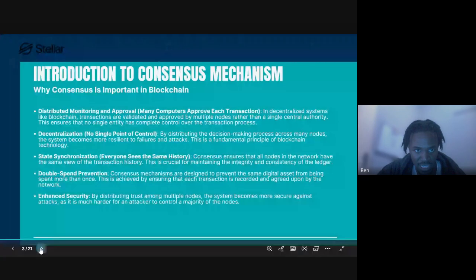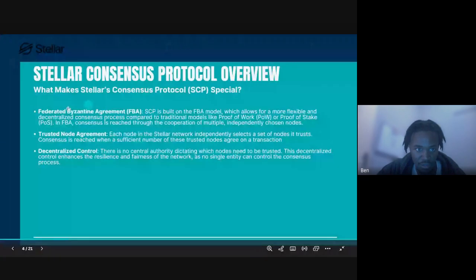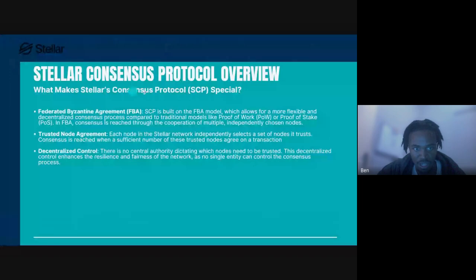So we move on to the next slide. We had a Stellar Consensus Protocol overview. What makes Stellar Consensus Protocol special? So far we've talked about proof of work, we've talked about proof of stake. You learned that proof of work is much more power intensive, and proof of stake is less power intensive.